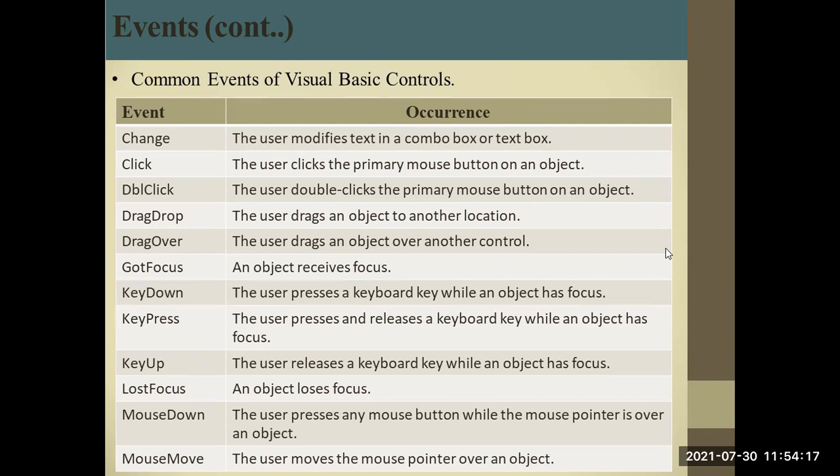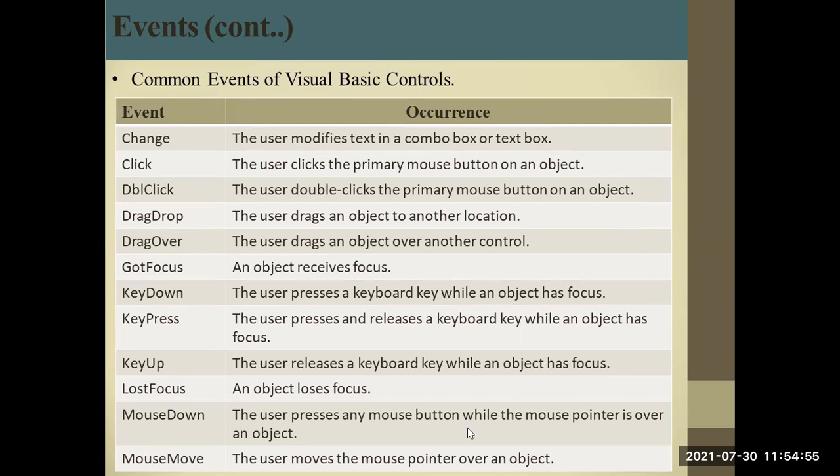Then there are the events called mouse down and mouse up. There are two events again: one is called mouse down, in which the user presses any mouse button while the mouse pointer is over an object. The second is called mouse up, where the user releases the mouse button over an object. So these are some events that are commonly associated with objects.